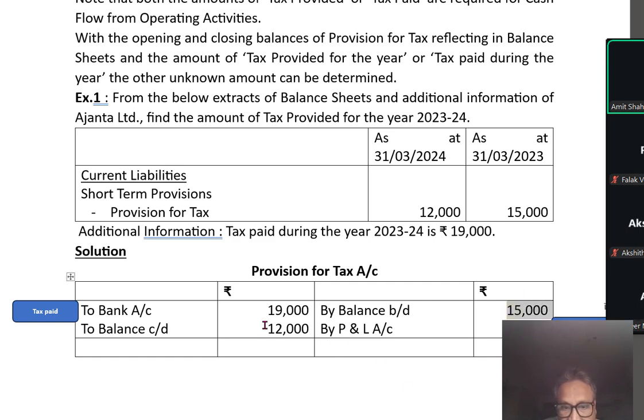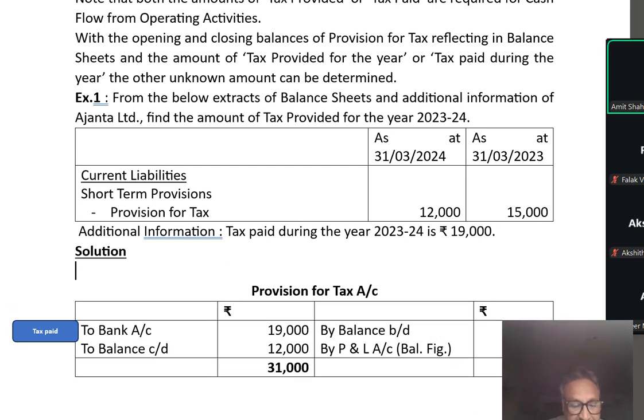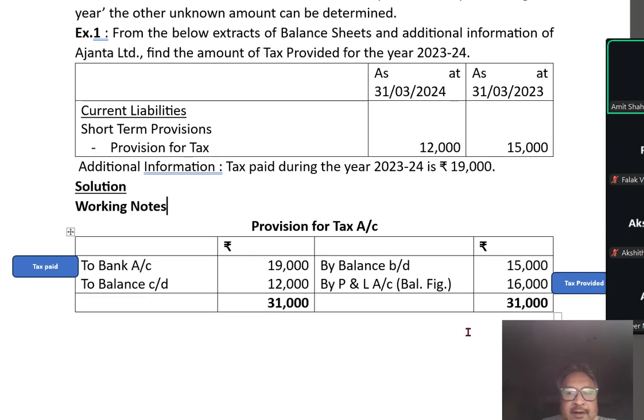So I've written the opening balance, the closing balance, and the amount of tax paid during the year. We do the total of debit side. That gives us 31,000. The same I write on the credit side. 31 minus 15 is 16,000. This is the amount of tax provided for the year 23-24. Here we write balancing figure. And this you will do in working notes. Am I clear?